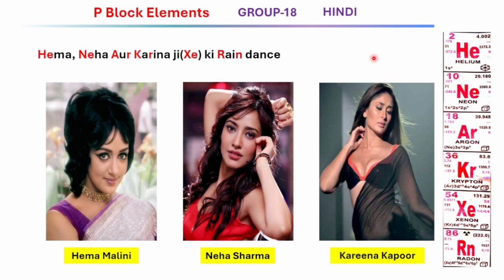Now we will come to P block elements group 18. अभी ये ग्रुप 18 में क्या क्या एलिमेंट हैं? ग्रुप 18 को बोला जाता है इनर्ट गैसेस. यहाँ पे सारे इनर्ट गैसेस हैं. It starts with helium, neon, argon, krypton, xenon and radon. तो ग्रुप 18 में हीलियम, नियॉन, आर्गन, क्रिप्टॉन, जेनॉन, रेडॉन है.